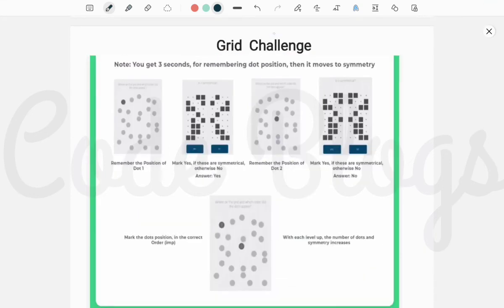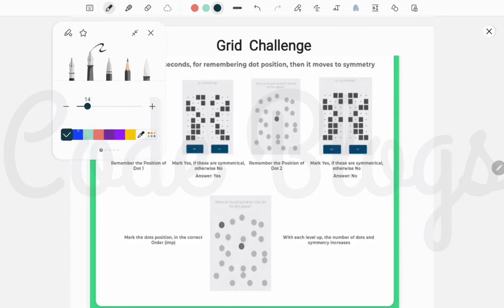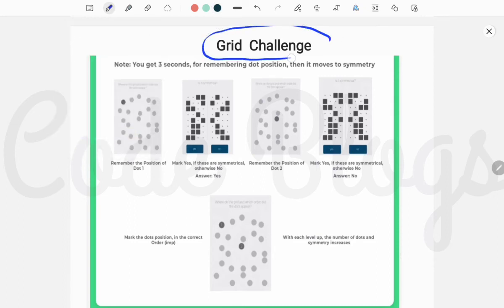Now comes the grid challenge, and this challenge is the most interesting game. You can say this is your control your mind. Using or playing this game, they are checking how your mind is controlled. You can say it is a mind game. In these games there are several steps.